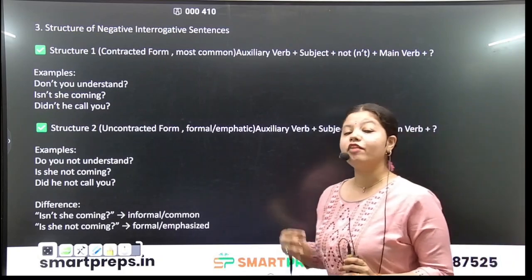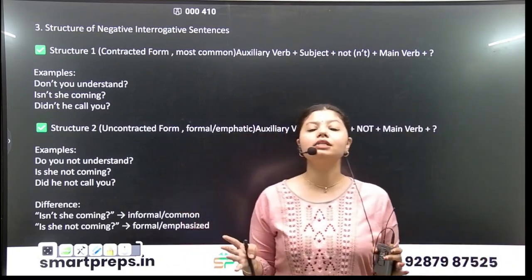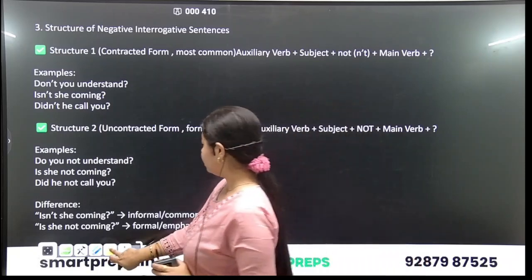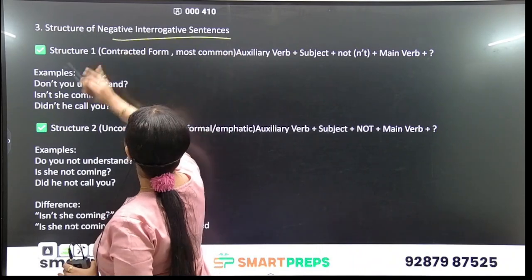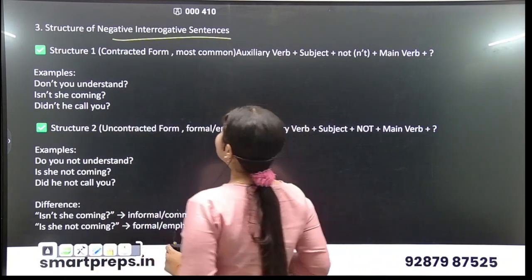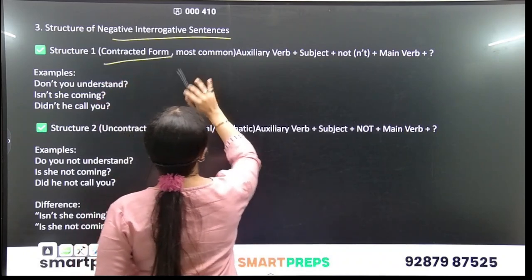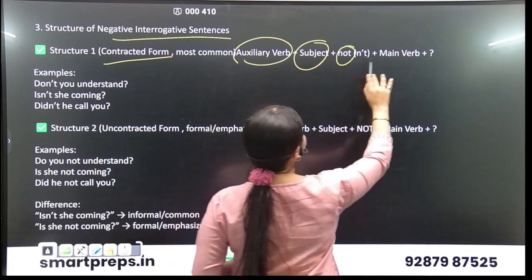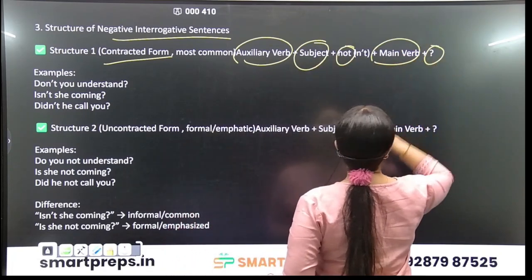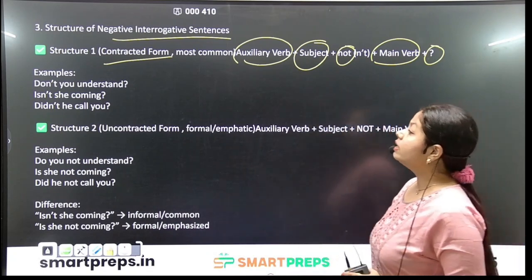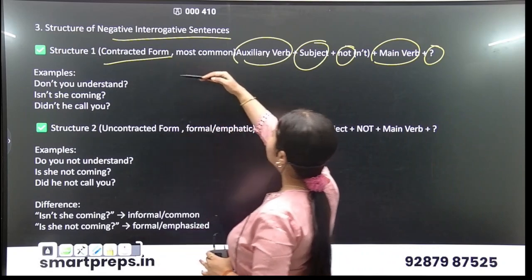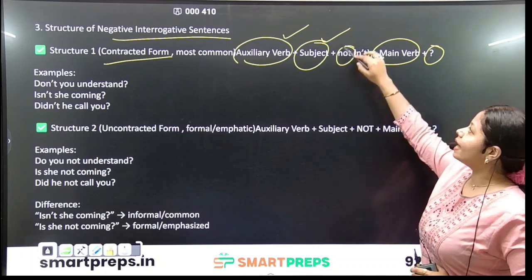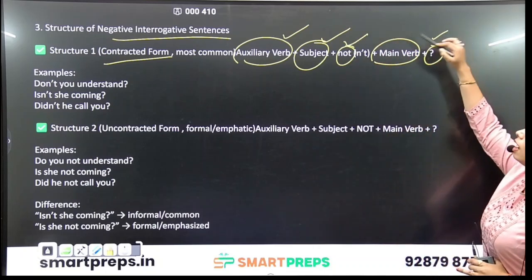Now we have understood the definition of negative interrogative sentences. It is very easy. Along with the questions, we have to put a negative element. Now let's look at the structure. Structure 1, contracted form, most common: auxiliary verb plus subject plus not plus the main verb, and at the end we will put the question mark. So at the beginning we put the contracted auxiliary verb, then the subject, then not, plus the main verb along with the question mark.